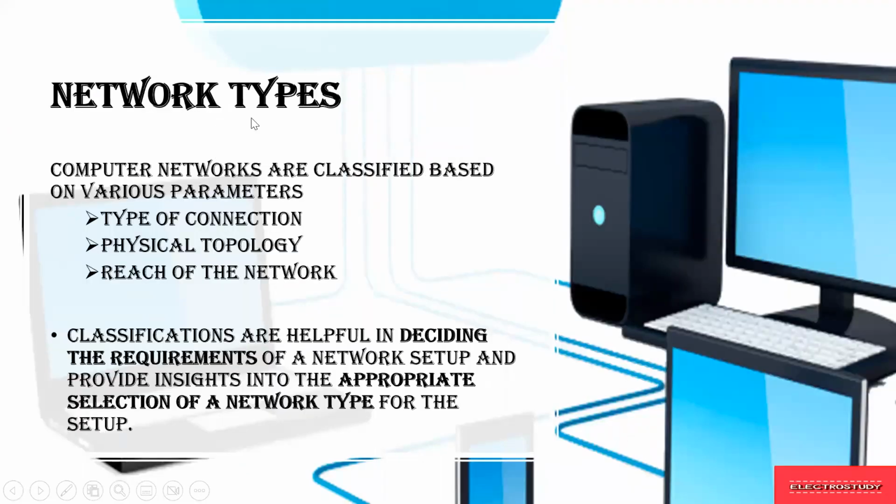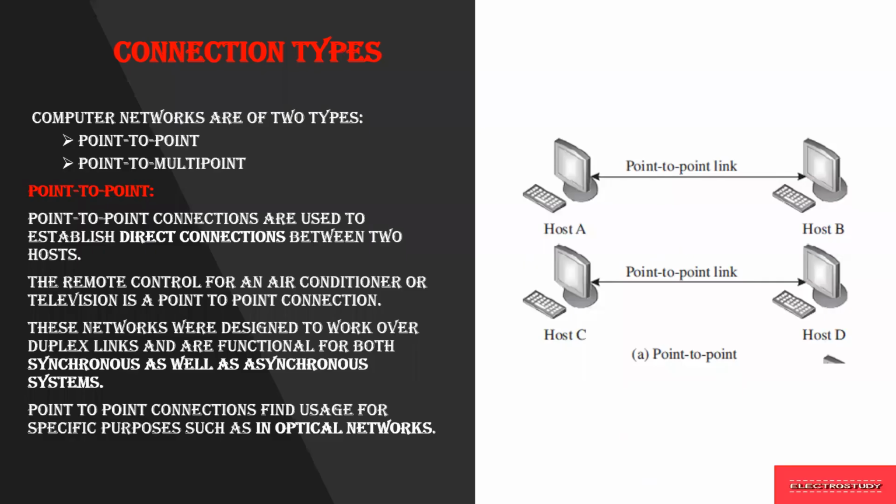So networks are divided into different types based on these parameters: types of connection, physical topology, and reach of the network. So these three, based on the requirements, divide networks into these kinds. So connection type deals with two types: point to point and point to multi-point.